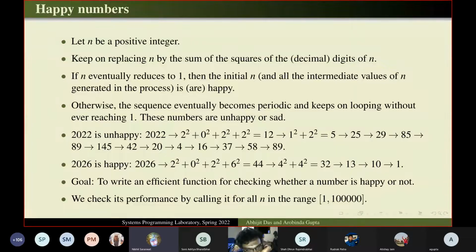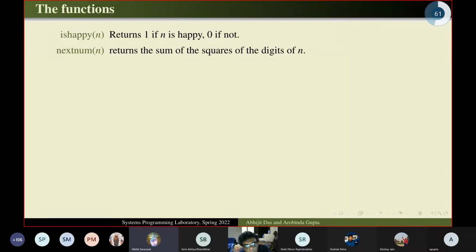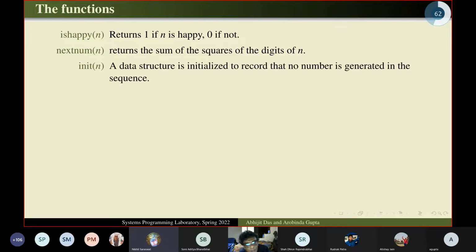So to start with, I will have these functions. The function is_happy takes input n and returns 1 if n is happy, 0 if not. And I will also have a function called next_number, which returns the sum of the squares of the digits of n in order to generate the next element in the sequence.